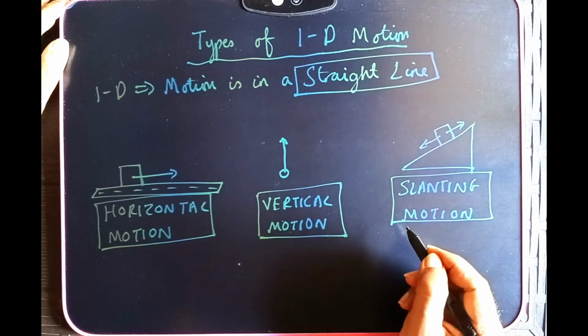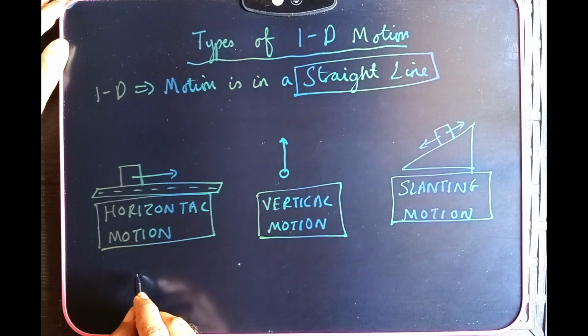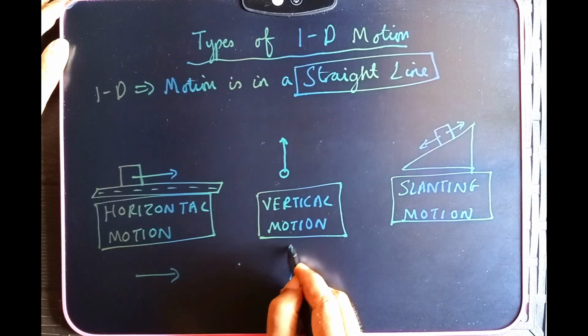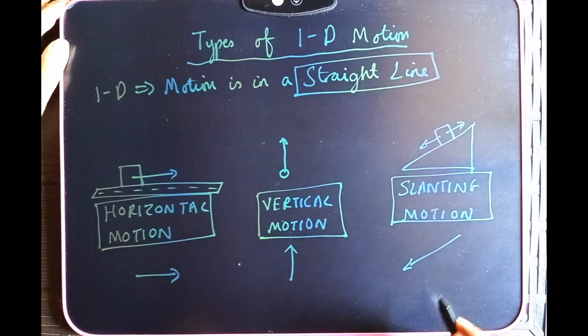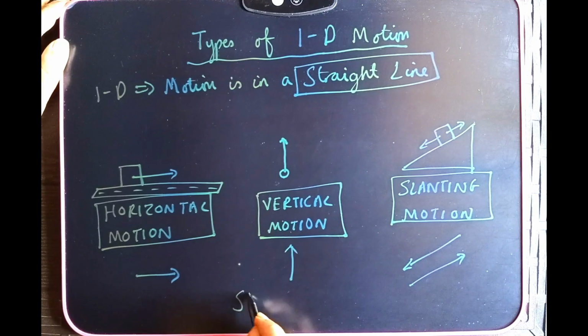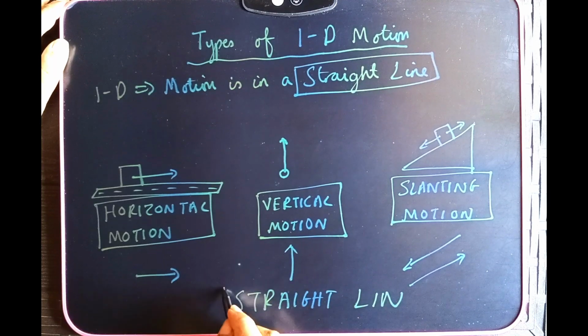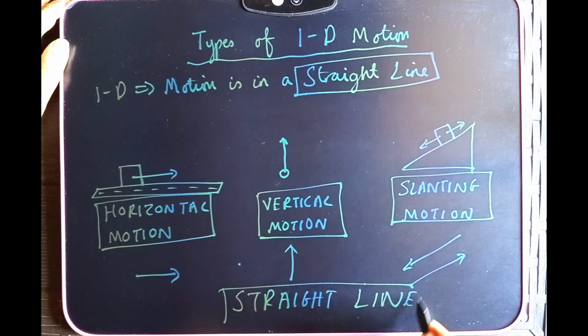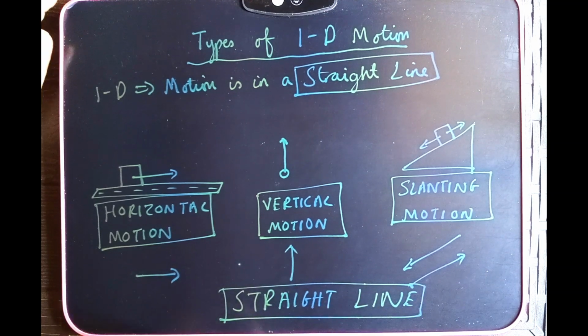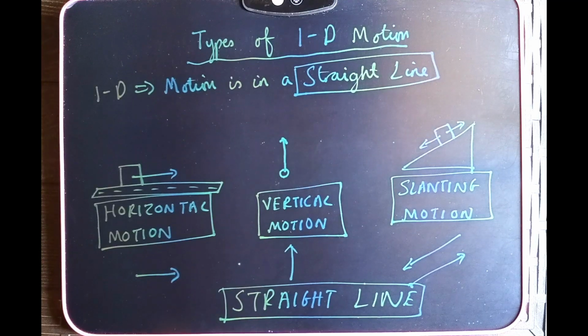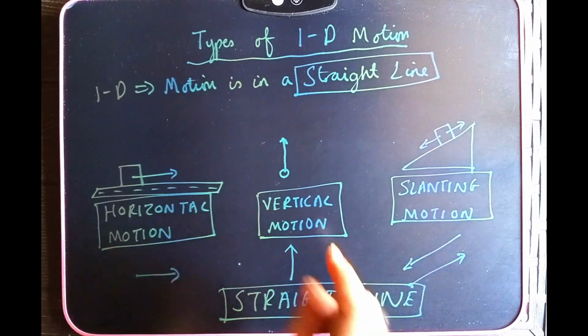So if you see here, all motion, whether it's horizontal motion or vertical motion or inclined motion, they are all in a straight line. So these are all examples of types of one dimensional motion. Now let us look at what are the aspects of one dimensional motion. Who is involved in this particular motion? Let us see that. What are the actors?